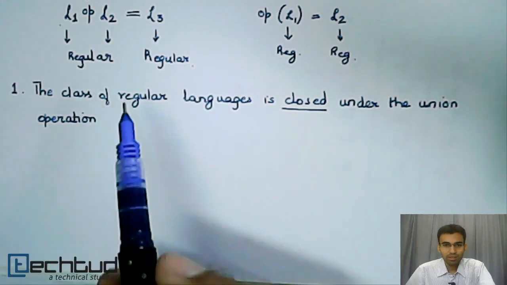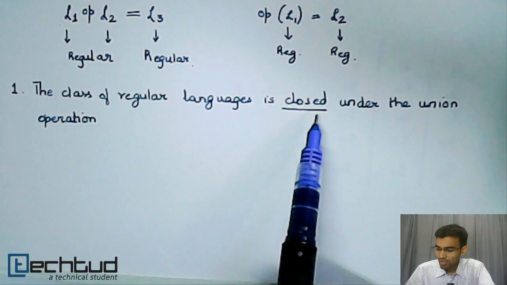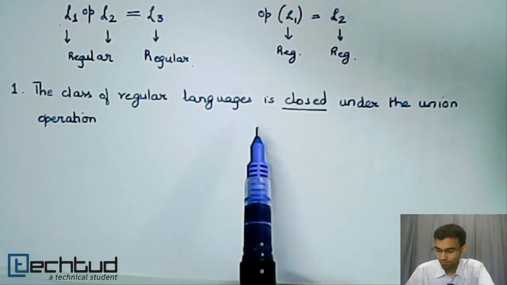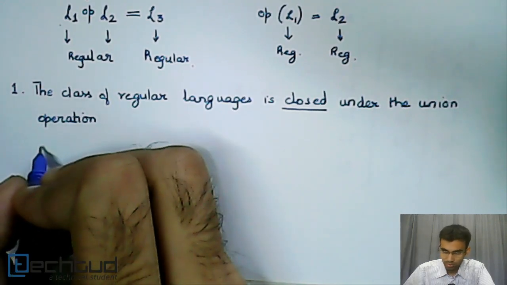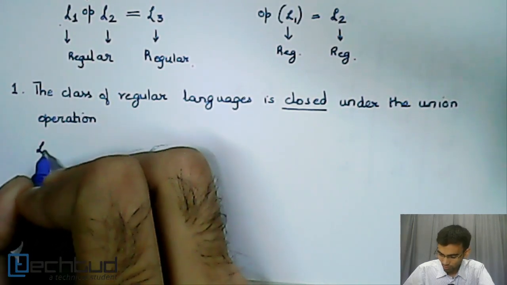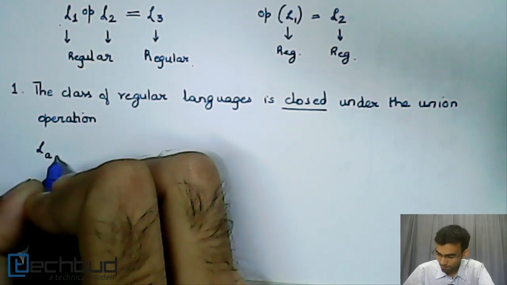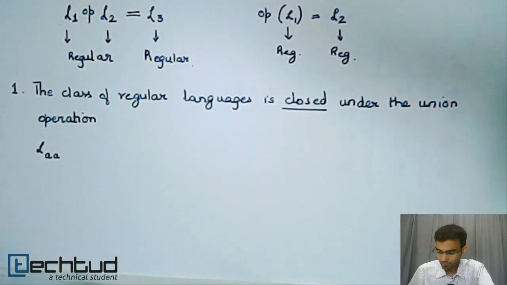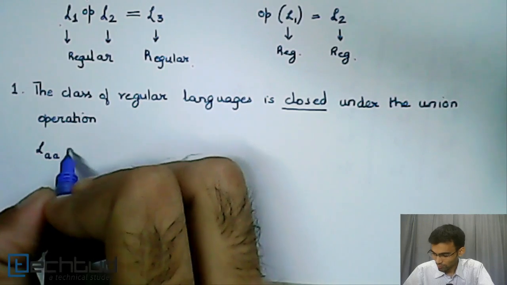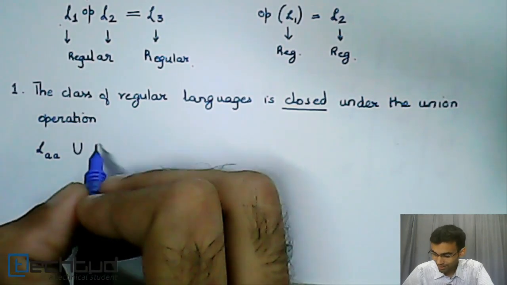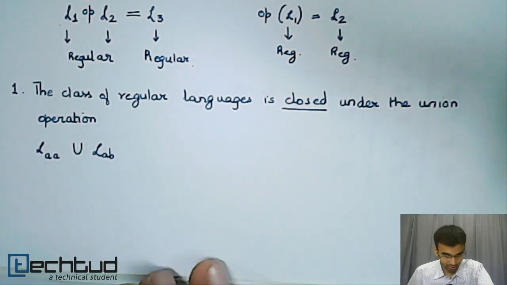We first look at the closure property that states that the class of regular languages is closed under the union operation. So what does this mean? Let's take two regular languages. One is what we've already seen, the language consisting of words that start and end with an A. We call it LAA. And the other is the language of words that start with an A and end with a B, LAB. So both languages are regular.